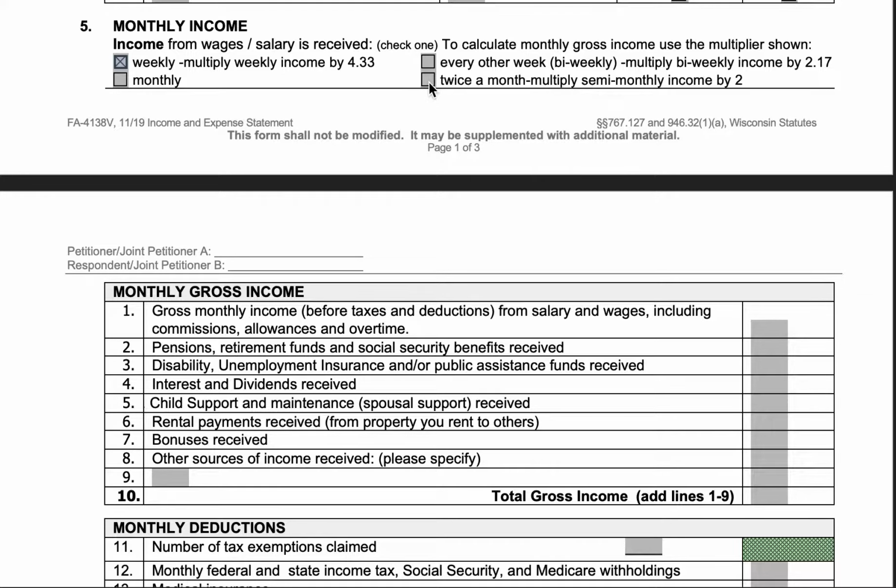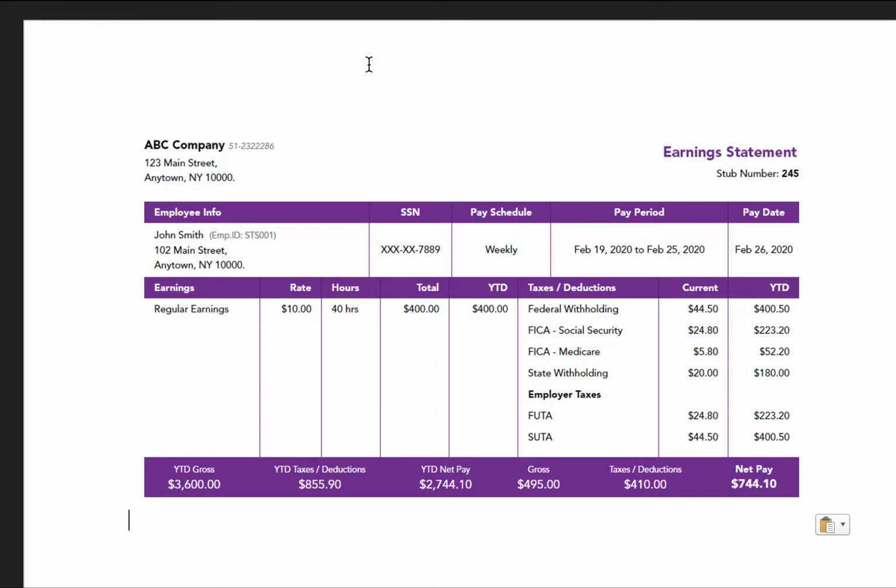I think most people know how often they are paid, but if that's something you aren't sure about, maybe you've started a new job or something like that, you should be able to find that information on your pay stub. So you can see here we've got just a sample pay stub, and for this one it's nice enough, it even says the pay schedule is weekly, and then it says the pay period. And that's going to be more common.